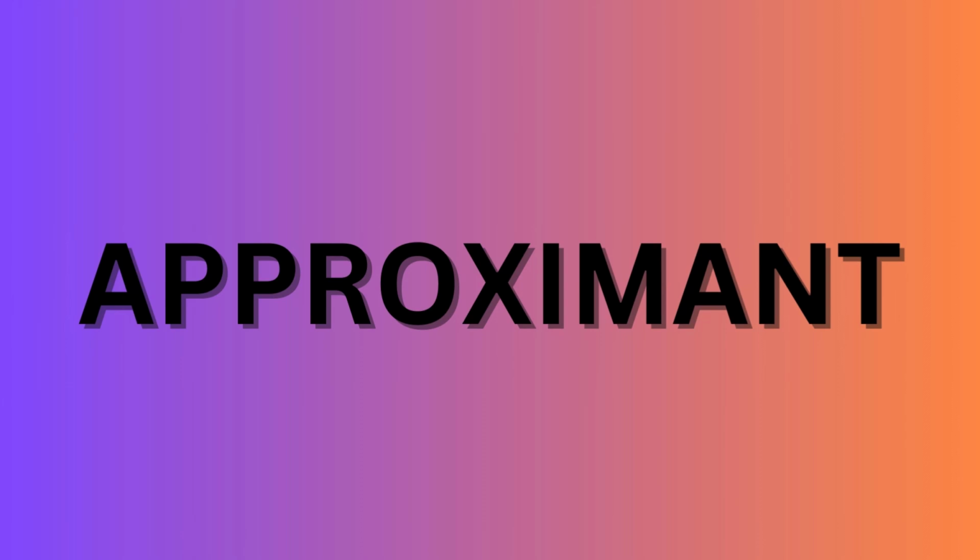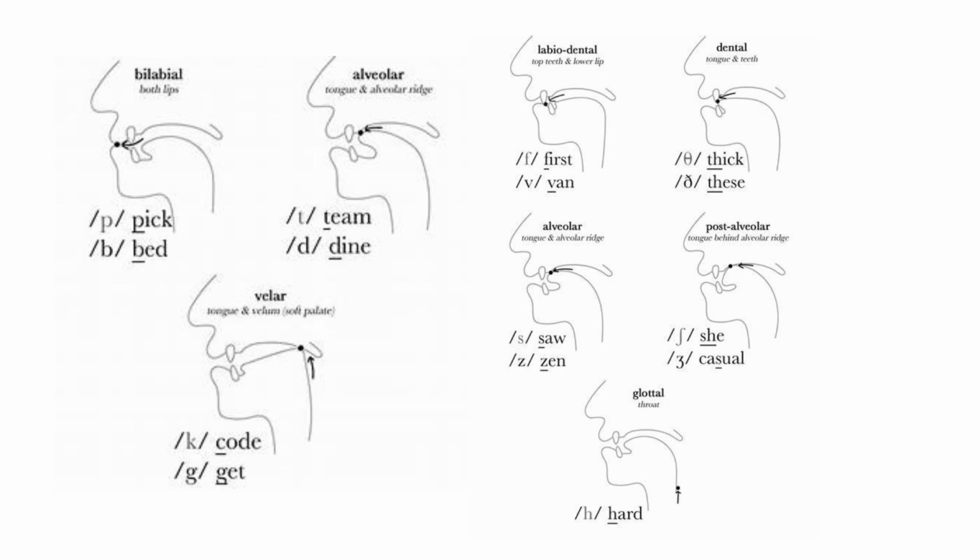Next one is liquids and glides, sometimes called approximants. It involves minimal obstruction of airflow. Liquids include l as in light and r as in right. Glides, also known as semi-vowels, include ya as in yes, and wa as in we. These sounds are smoother and flow more freely than other consonants.